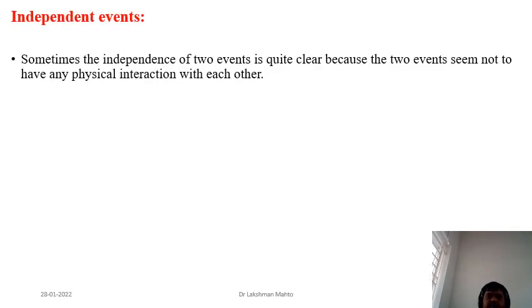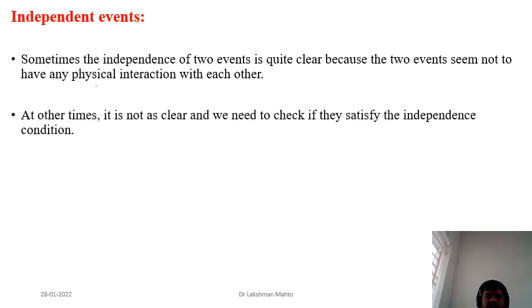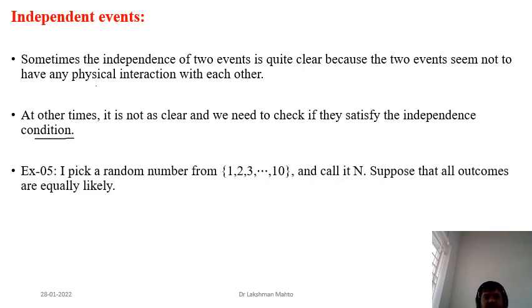Sometimes two events seem to not have any interaction with each other, so independence comes by default. At other times it is not as clear, and we need to check whether they satisfy the independence condition or not. That means we need to calculate the joint probability. From that perspective, I have taken one example.